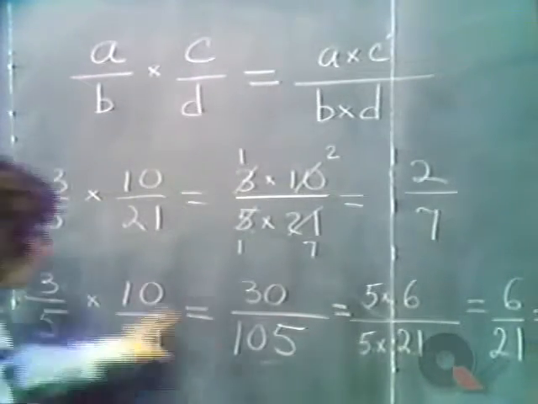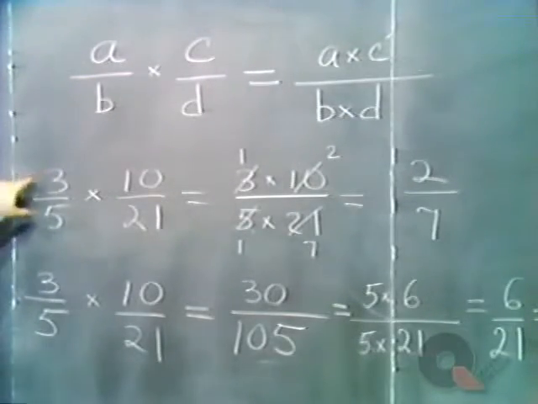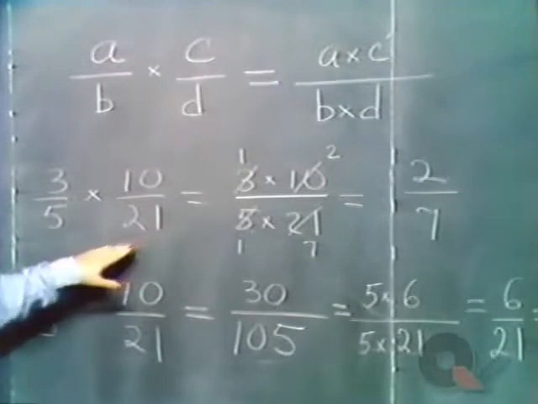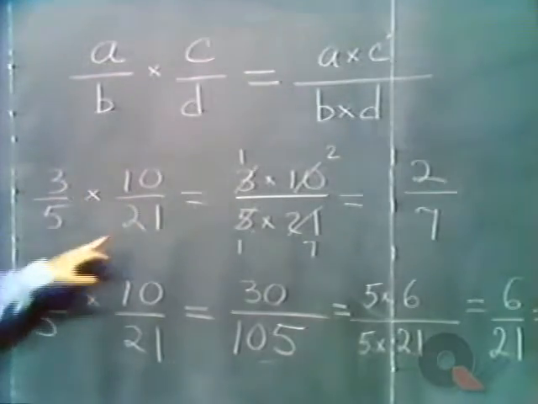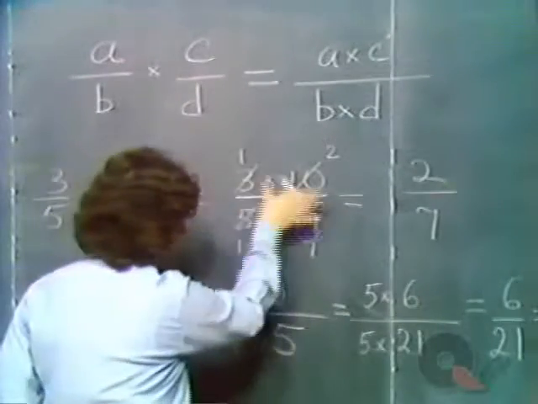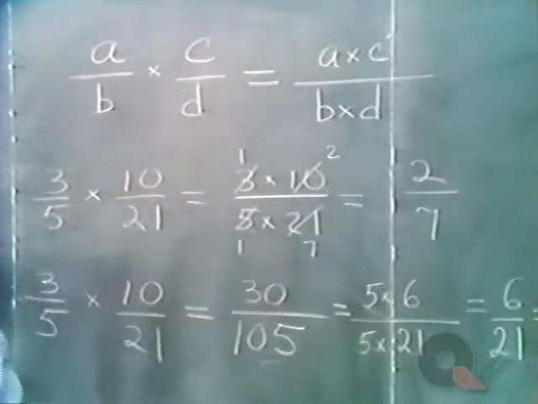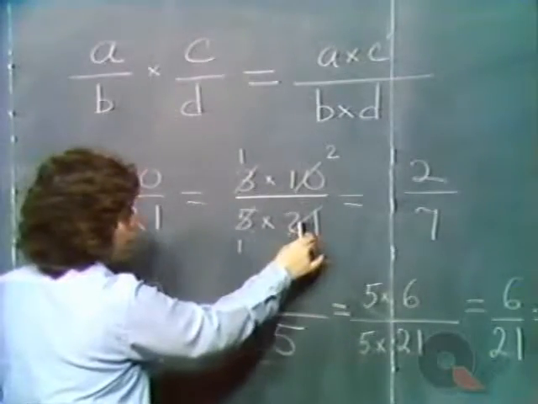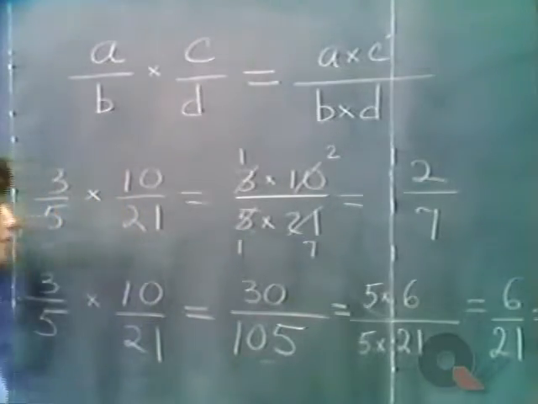You don't have to first do the multiplication and then do all the canceling. Remember, anything in any of the numerators can cancel anything in any of the denominators. Any factor in either of the numerators can cancel any factor in either of the denominators, because all the numerators combine here, and the denominators combine there. So we divided top and bottom by 3 here, and here we divided top and bottom by 5 to get 2 sevenths.